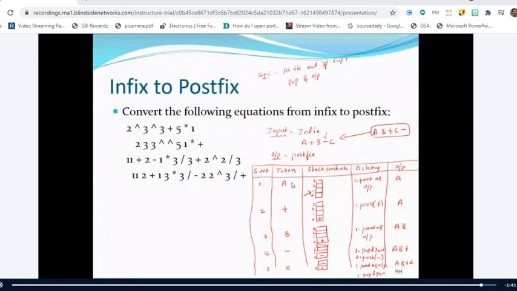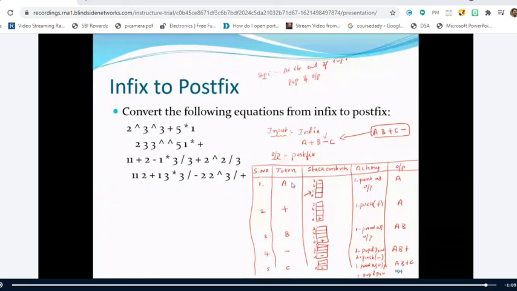Just to have a recap, remember that when it is an operand, you have to perform the output operation. That means you have to print the given operand as the output. If it is an opening parenthesis, push it onto the stack. Don't worry about what contents are inside the stack. When it is an open parenthesis, just push it. But when it is a closed parenthesis, you have to perform the pop operation repeatedly until you come across the corresponding opening parenthesis.